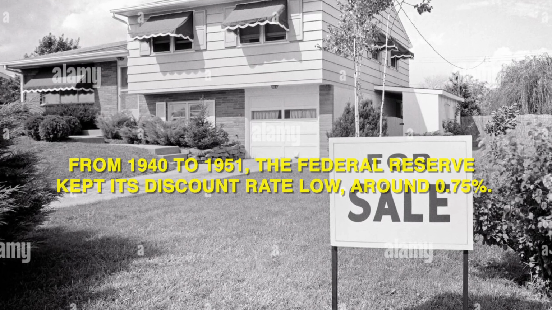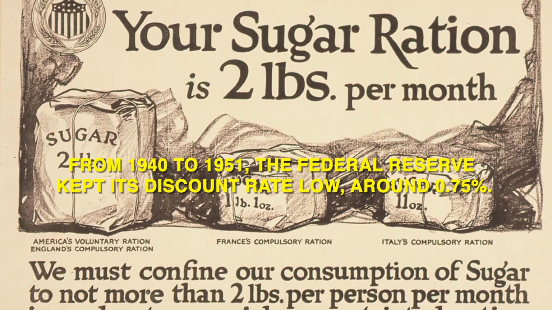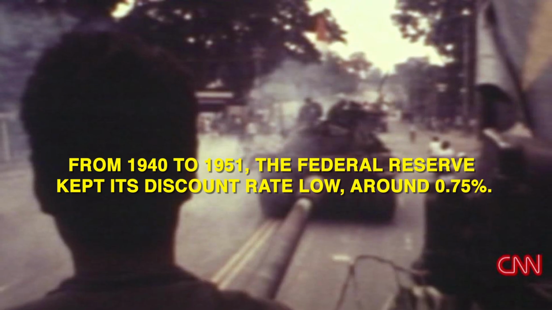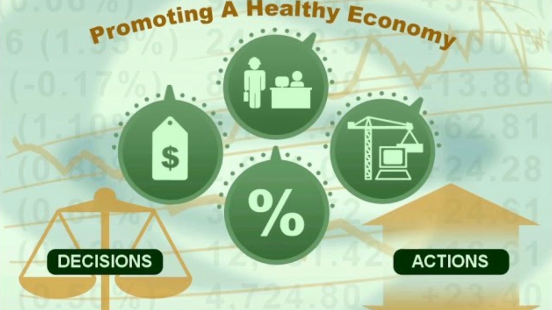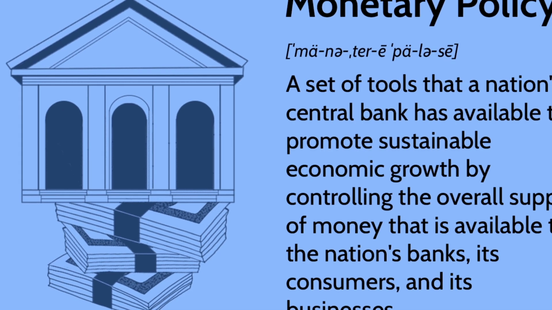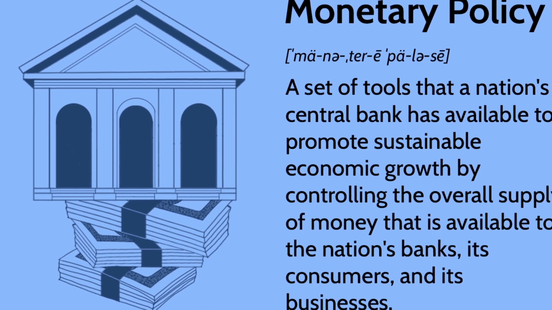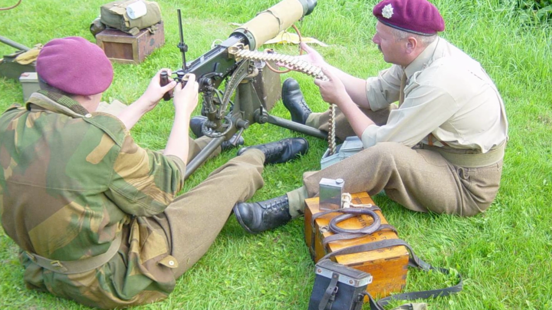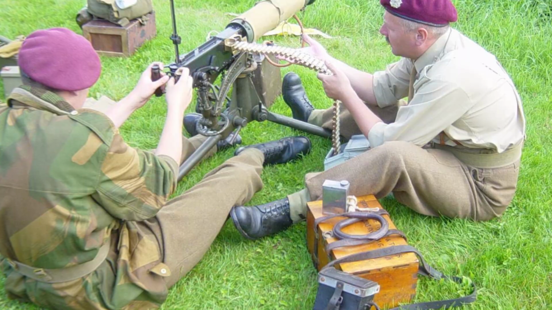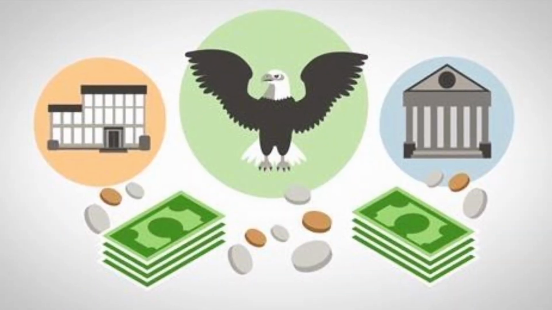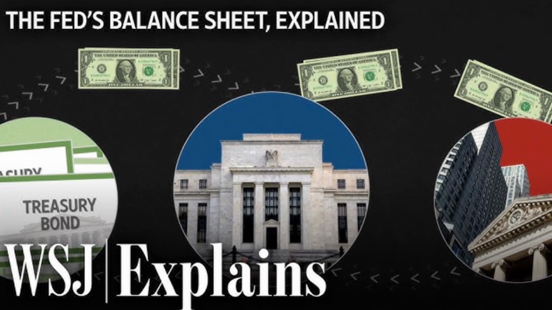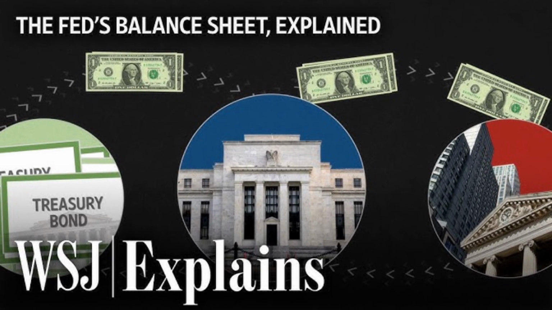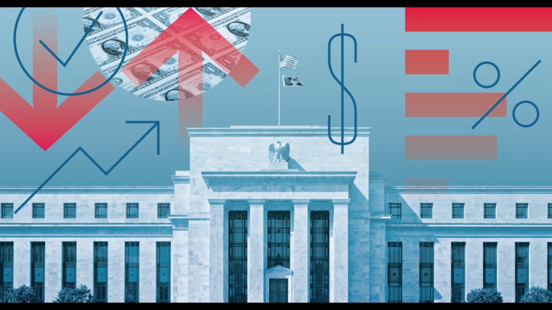From 1940 to 1951, the Federal Reserve kept its discount rate low, around 0.75%. During World War II, the United States faced immense economic demands as it mobilized resources for the war effort. The government needed substantial funding to finance military operations, production of war materials, and support for allies. To facilitate this, the Federal Reserve kept interest rates exceptionally low. Low rates made it cheaper for the government to borrow money, ensuring adequate funding for the war without causing a significant strain on the economy.